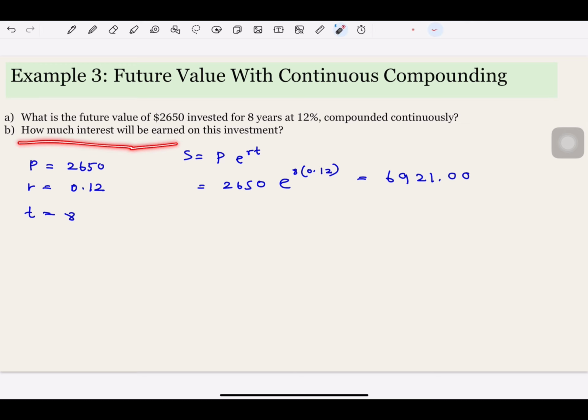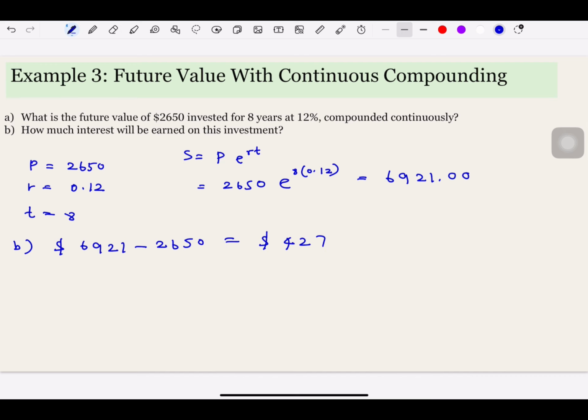How much interest will be earned on this investment? That means you have to take the difference between these two values in order to calculate the interest earned. So you have to subtract the principal value, 2650, from 6921. Then you'll get around $4,271. So this is the interest earned by this investment.